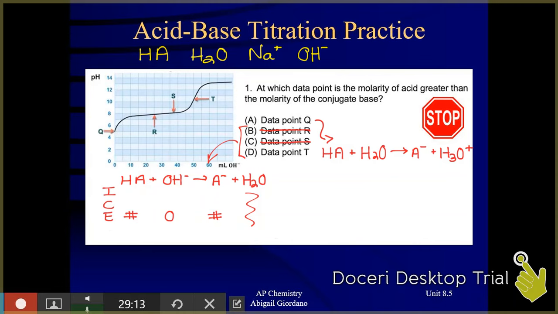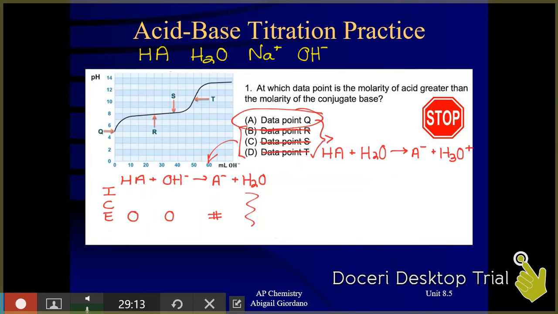At data point T, that is the equivalence point. And both of my reactants are going to be left as 0. So the molarity of my conjugate base is definitely greater than the molarity of my acid because I don't have any acid. So that's out. So this is my answer, but I want to make sure you guys understand why.